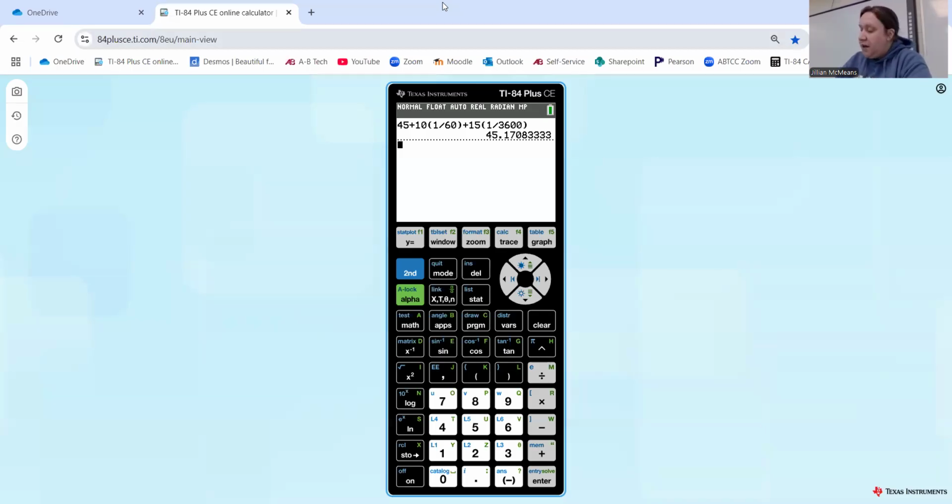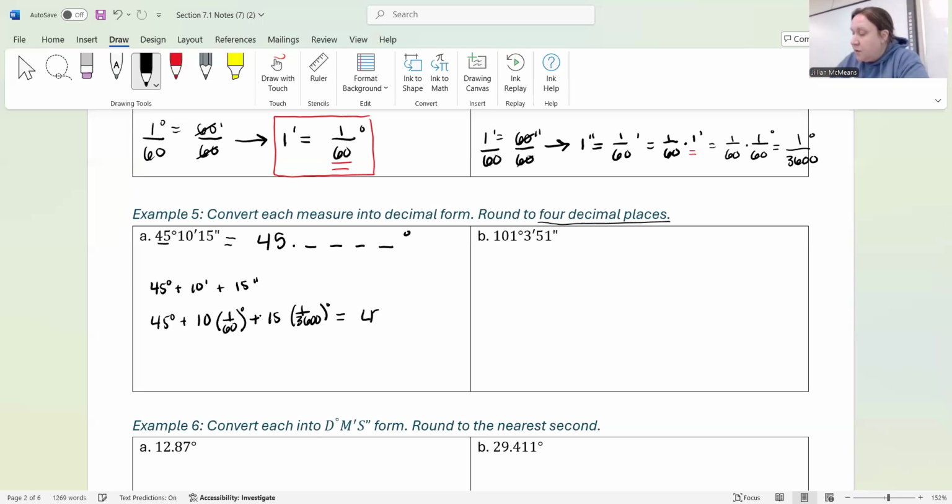Okay, so we get 45.17083333. Now we want to round to 4 decimal places. So that puts us at this 8. To the right of the 8, we have a 3 that tells us to round down. So the 8 stays the same. We chop off all the 3's. So this really becomes 45.1708 degrees. And there you have it. So that's how you convert from degrees, minutes, seconds to just some decimal form of a degree.